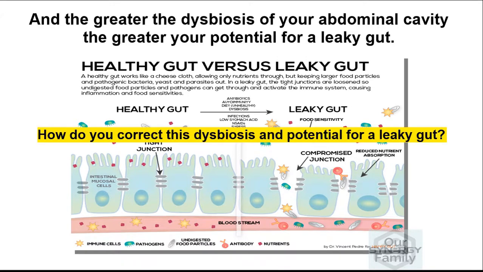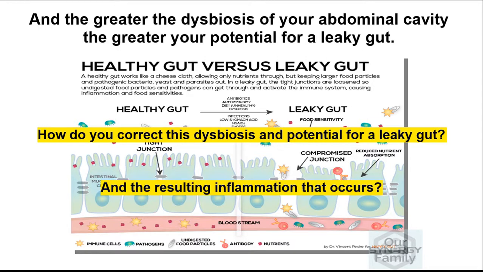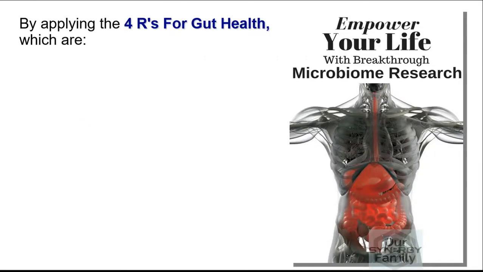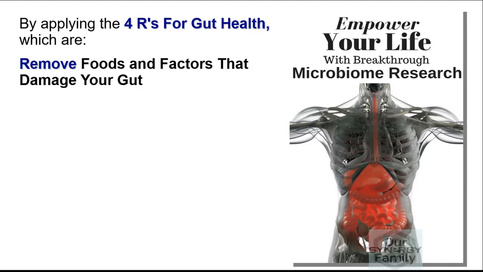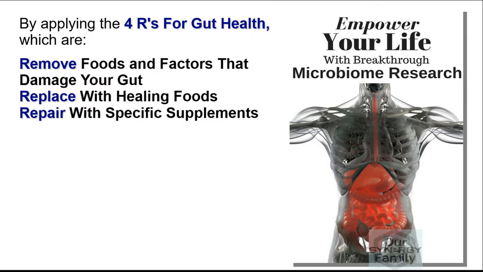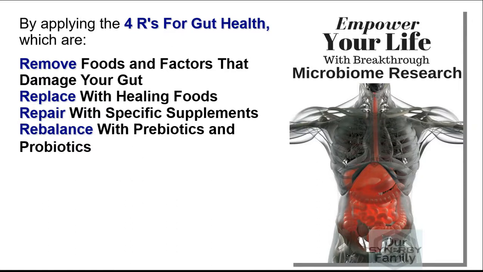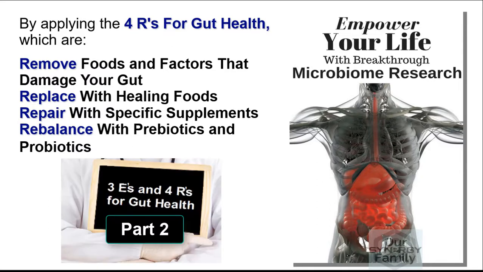So how do you correct this dysbiosis and potential for a leaky gut and the resulting inflammation that occurs? Well, you do it by applying the 4 R's of our roadmap, which are: remove foods and factors that damage your gut, replace with healing foods, repair with specific supplements, and rebalance with prebiotics and probiotics. We'll cover these 4 R's in part 2 of our video series titled The 3 E's and 4 R's for Gut Health.